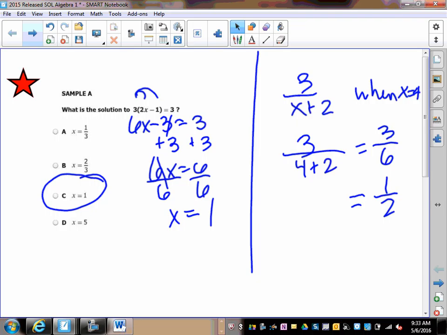Make sure you read the directions. I think it said specifically to leave it in fraction form. So you need to put in fraction. If it's a decimal, then it will be wrong, and you lose an easy point there. Good. All right, that next one.